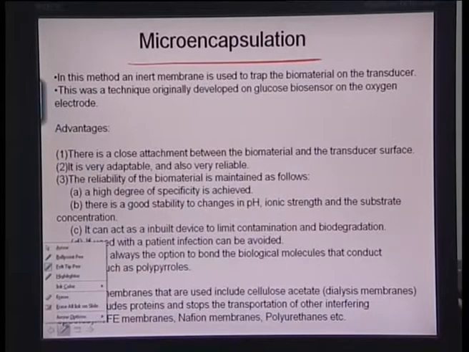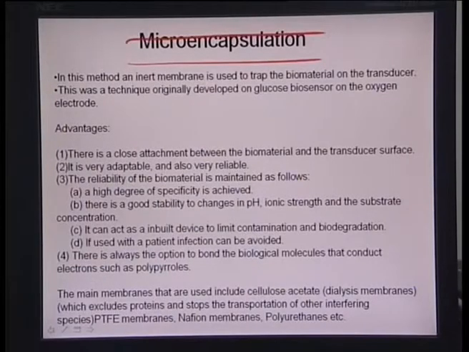So it is really the trapping of a moiety or a biological moiety in between two membranes, or two membranous structures. In this particular method, an inert membrane is prepared and it is used to trap the biomaterial of interest on the transducer surface, and essentially for the very first time this technique was developed for a glucose biosensor, and this was developed on an oxygen electrode. So there are several advantages of the micro encapsulation process.